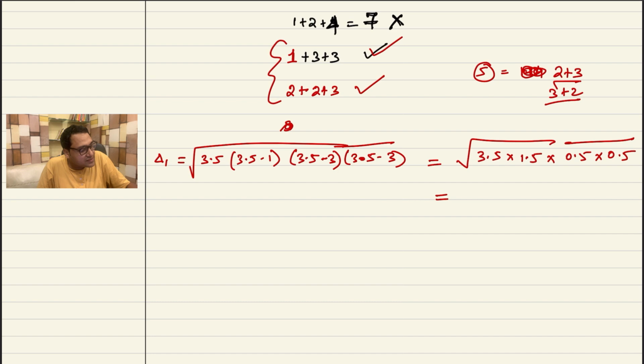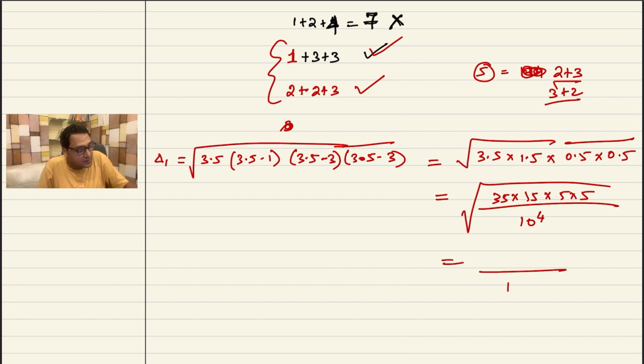Now you can actually simplify this if you want. This is 35 times 15 times 5 times 5 divided by 10 to the power 4. If you take it outside the square root, this becomes 10 squared. And in the top one, you see that there are 4 5s here, right? 15 is 3 times 5 and 35 is 7 times 5. So you have the square root of 21 times 25. If you want, you could simplify this.